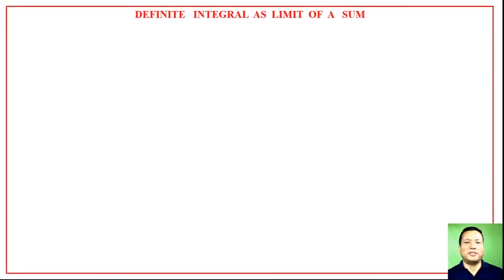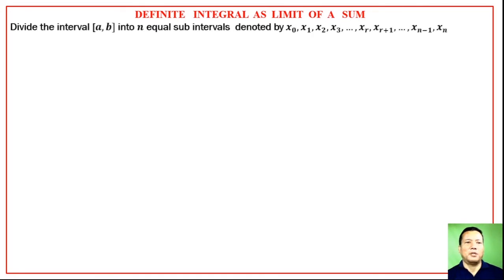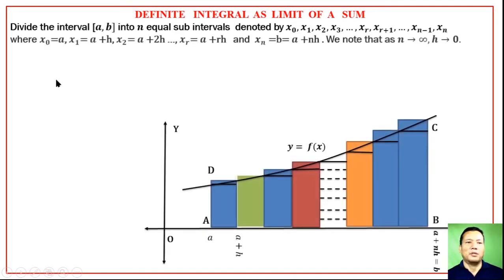Definite integral as a limit of a sum. Divide the closed interval [a, b] into n equal subintervals denoted by x0, x1, x2, x3, ..., xr, xr+1, ..., xn-1, xn, where x0 is equal to a, x1 is a plus h, x2 is a plus 2h, xr is a plus rh, and xn equal to b, which is equal to a plus nh.